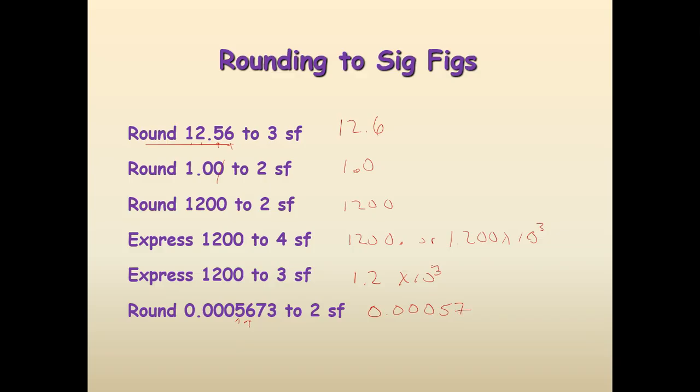Last one, 1.2500 to 3 sig figs. I'll start at the first one. 1, 2, 3. Got to figure out what to do with the 5. Look to the right. 5 or above, give it a shove. It's not above 5. So it just becomes 1.25.